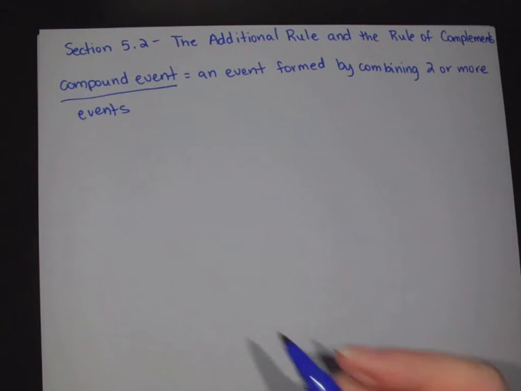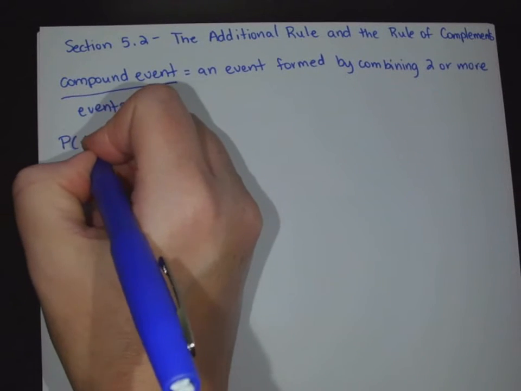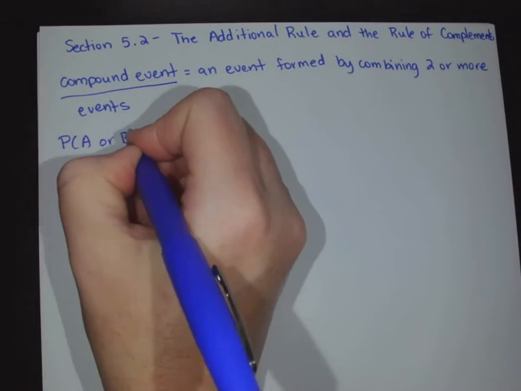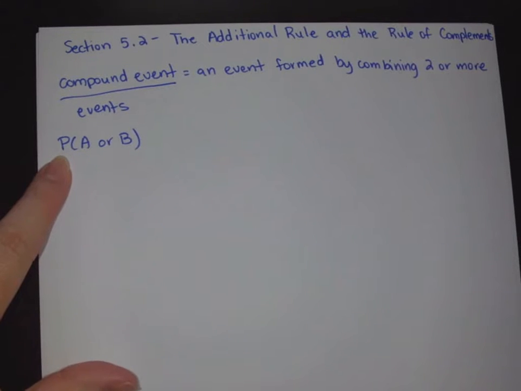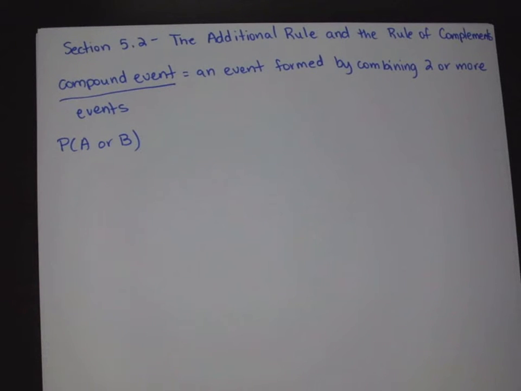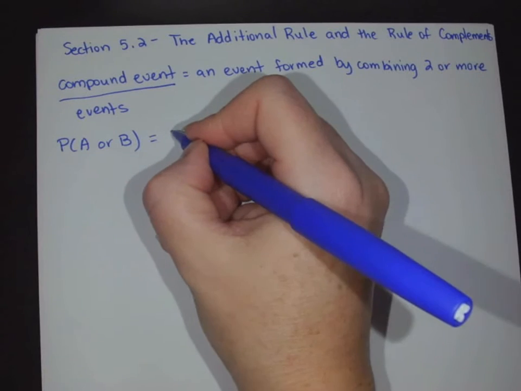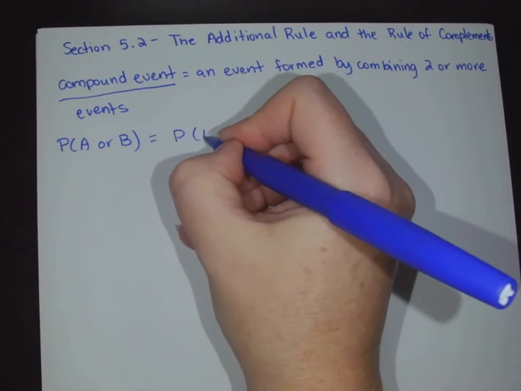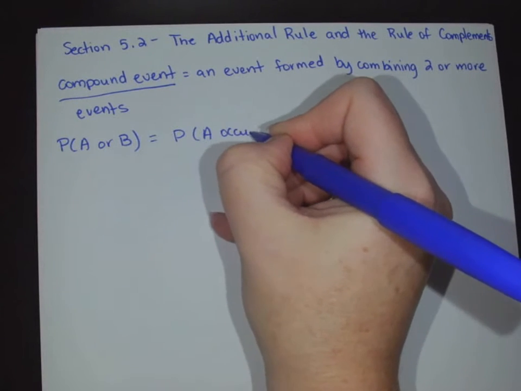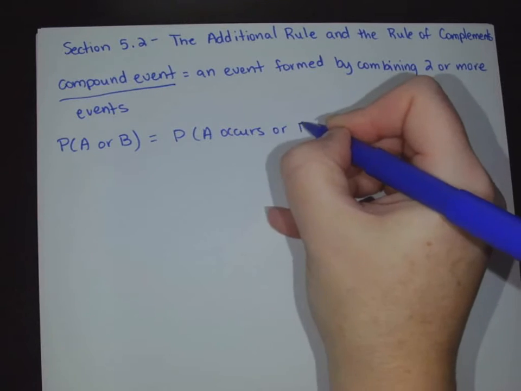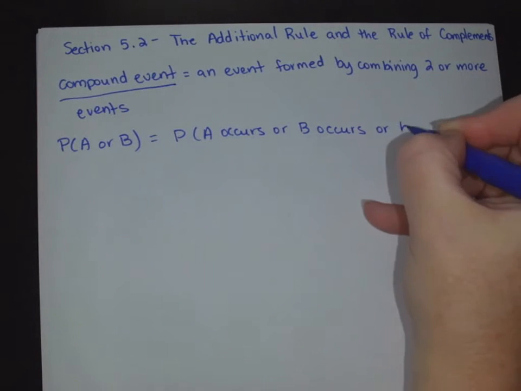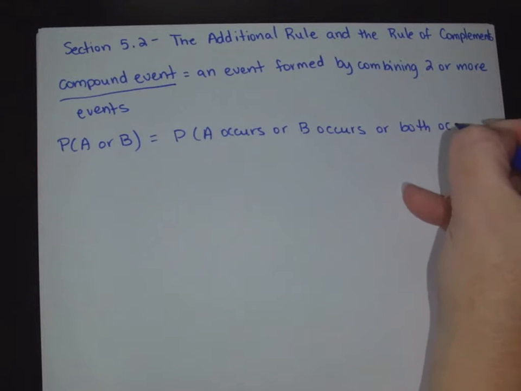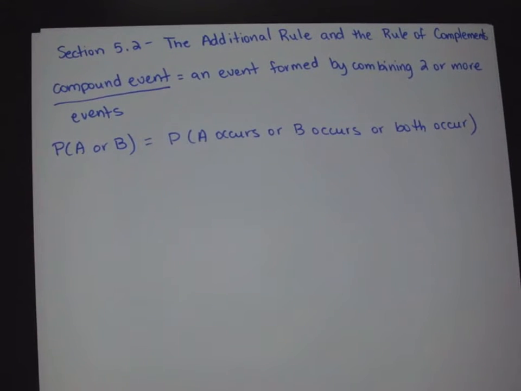And so one way to think about that is we can talk about the probability of A or B. Remember, this is our notation, right? Capital P means probability of. So probability of A or B basically means the probability that A occurs or B occurs or both occur. Okay, so or means one or the other or both.